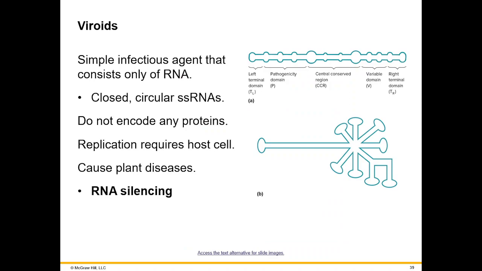So you have the viroids. They are simple infectious agents that consist only of RNA. They are closed circular RNAs, thus they are quite resilient to external forces, because otherwise they would be easily destroyed. They do not have any protein coat, and again, like viruses, they require a whole cell to replicate. They are usually seen in plants and cause plant diseases. And one of the ways to prevent them is to silence them, because it's RNA, so we can just silence them.